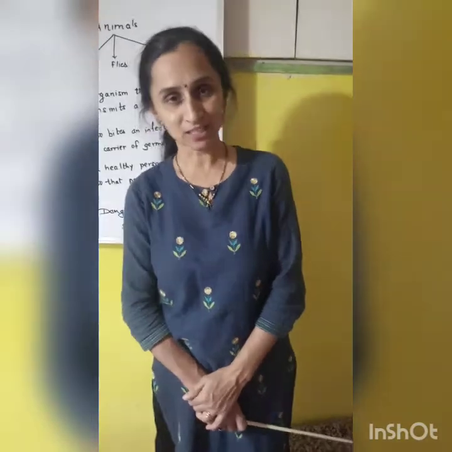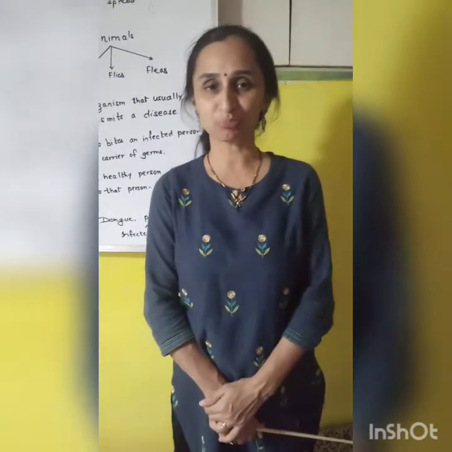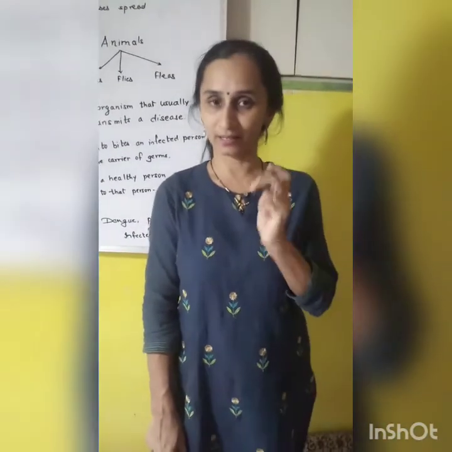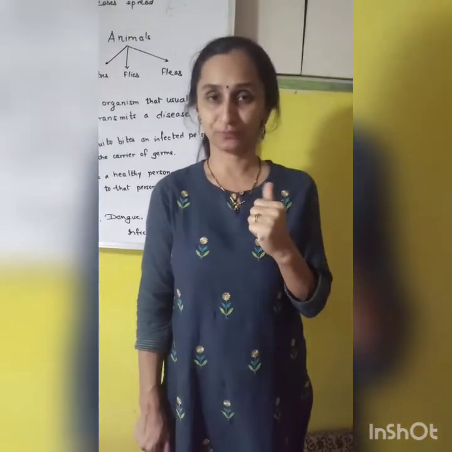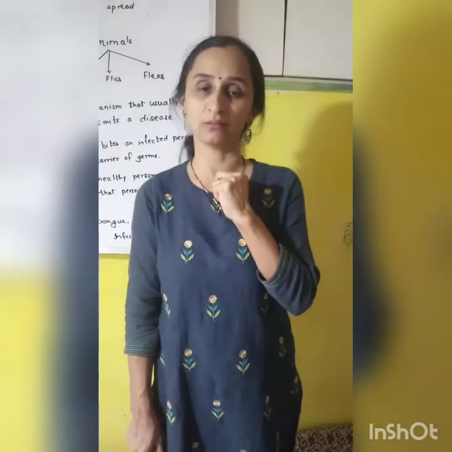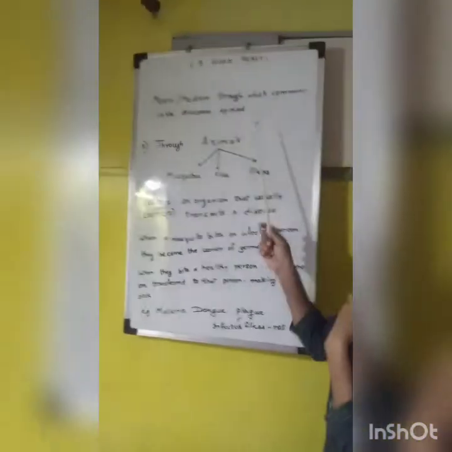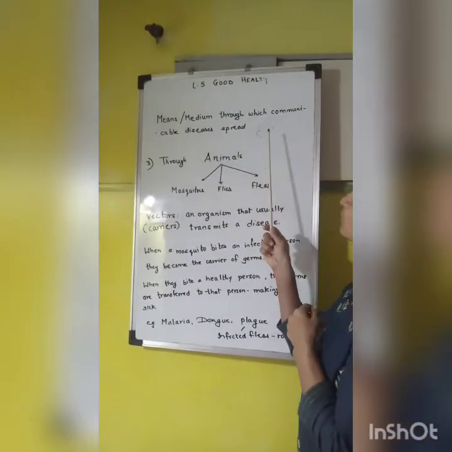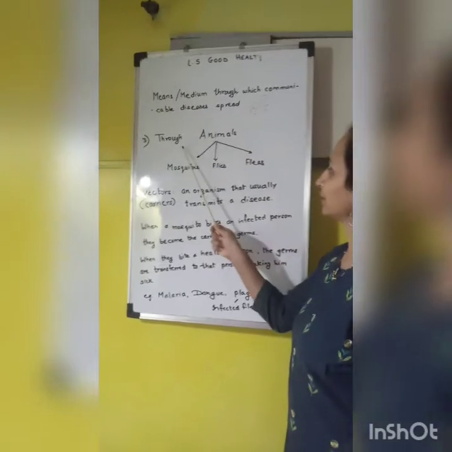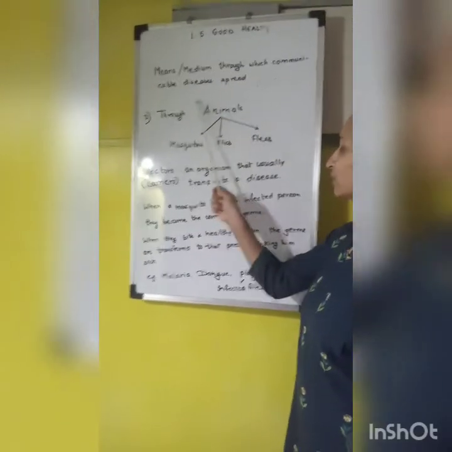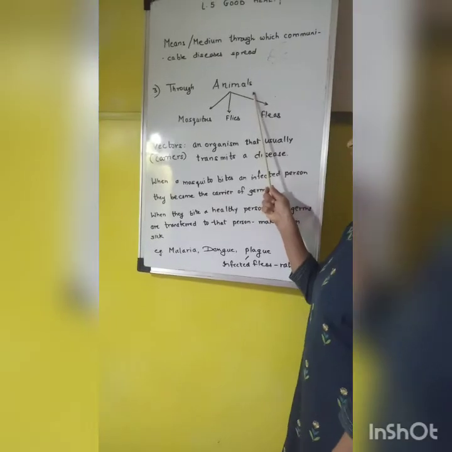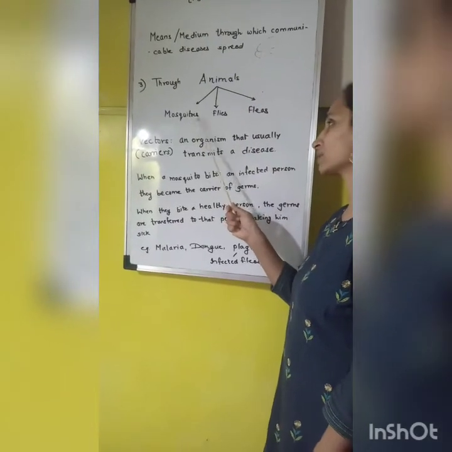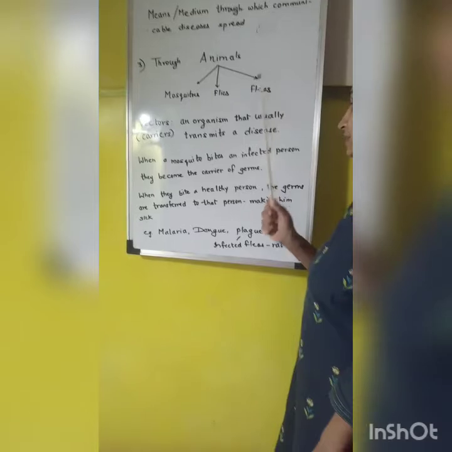Up till now, we have seen that communicable diseases spread through direct contact and air, and the second means was through infected food and water. Now we have to see the third means. So if you see here, the medium through which communicable diseases spread can be animals. Basically, when we are talking about animals, those are the insects which we are talking about. So they are mosquitoes or flies or fleas.